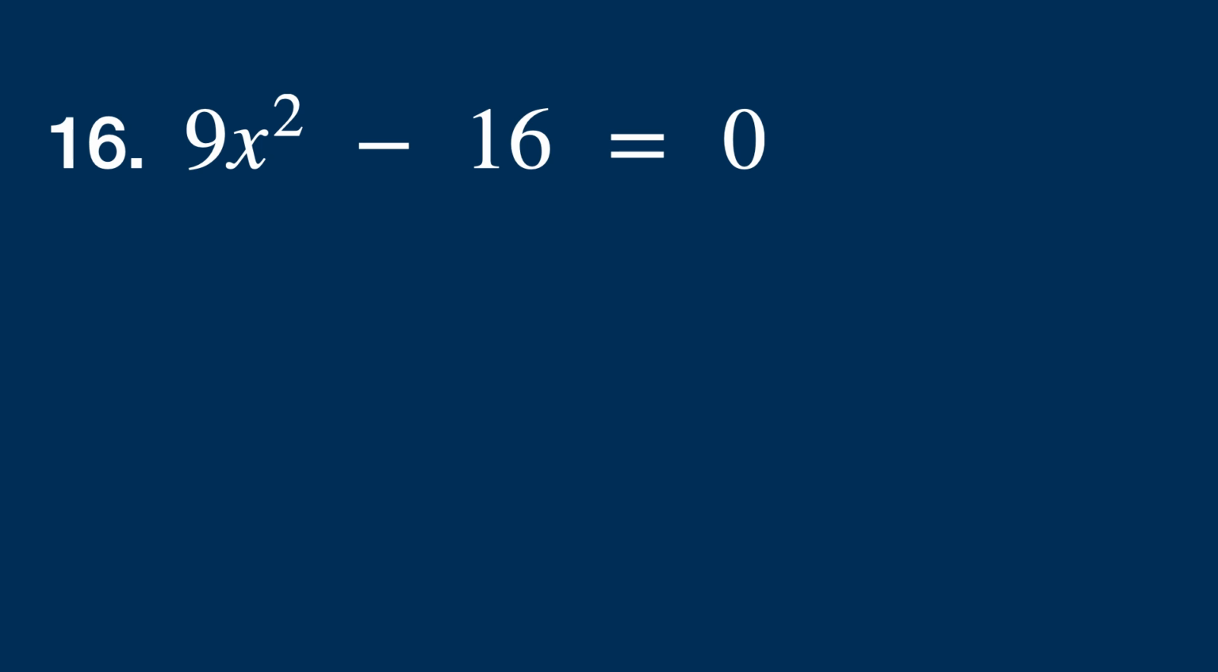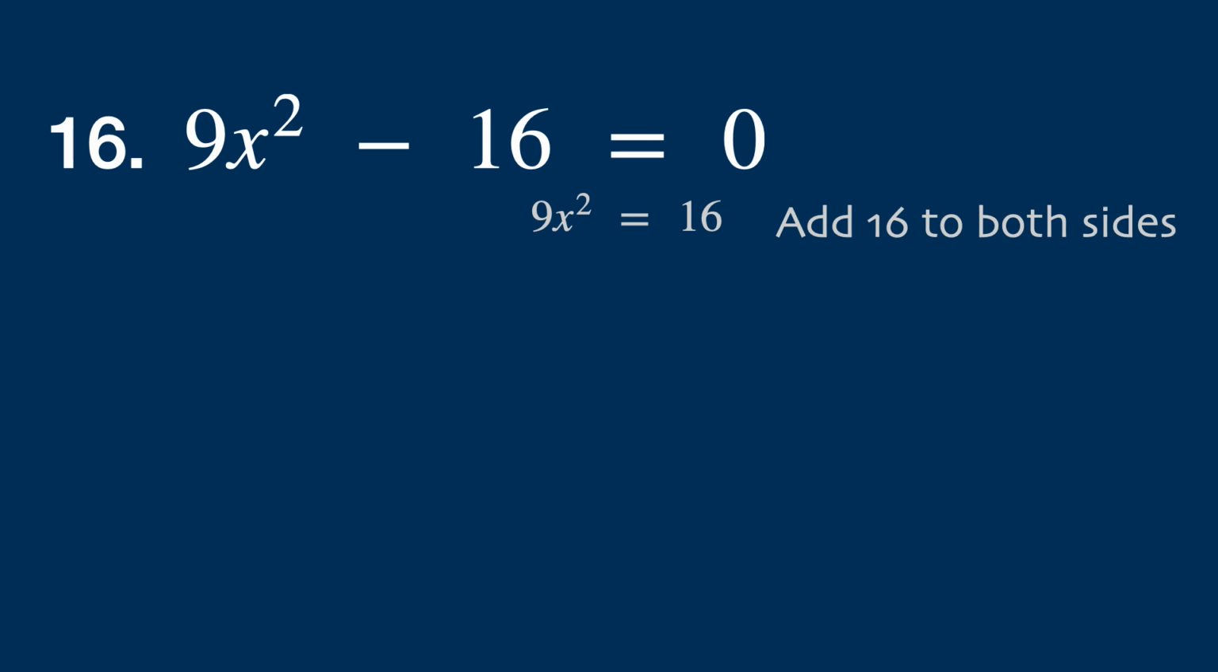All right, so now I want you to look at number 16. So number 16, I have 9x squared minus 16 equals 0. Okay, well now you can notice that's a difference of squares. But let's say you don't notice that it's a difference of squares. So I can go ahead and add 16 to both sides. And when I do that, I end up getting 9x squared equals 16.